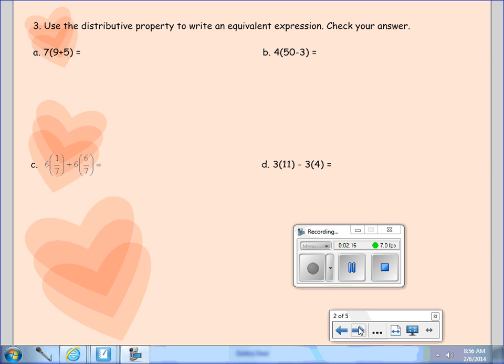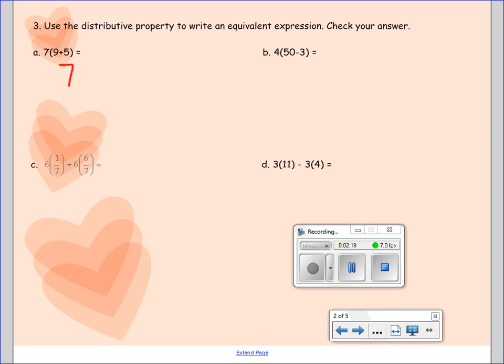So in 3a, we're going to distribute the 7 to everything inside the parentheses. So 7 times 9 plus 7 times 5. 7 times 9 is 63 plus 35. You can add those two together and you get 98. So you'll be asked to demonstrate the distributive property with examples like this in order to help you solve them mentally.